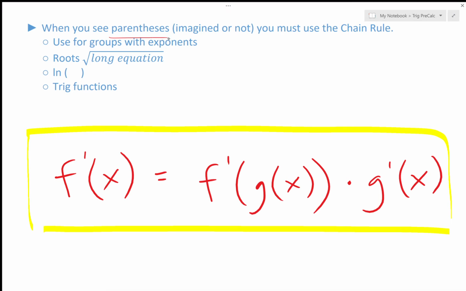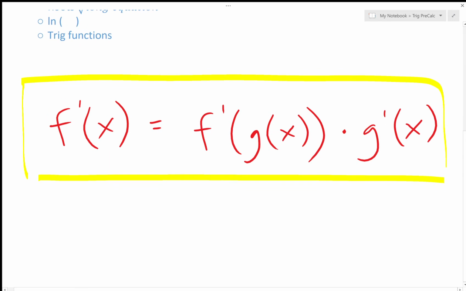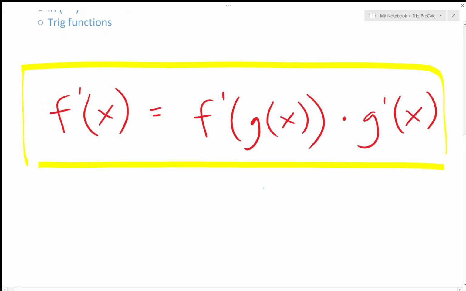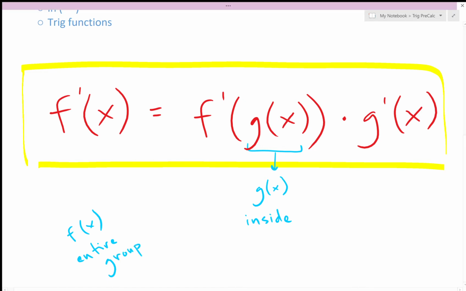So let's describe this a little bit better here. Now g of x, this piece here, is the inside. When we were talking about parentheses earlier, g of x is the inside of the parentheses. Now f of x, and I'll put it separately over here, f of x is the entire group. Alright, so let's put this to use and see what happens here.